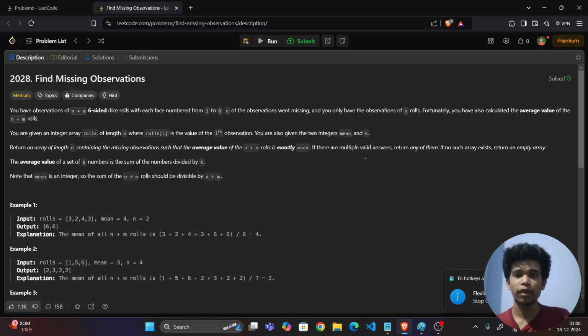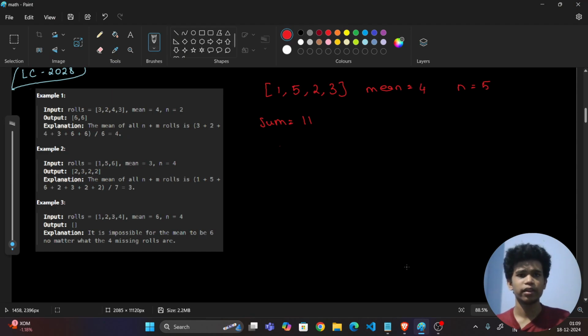If there are multiple valid answers, just return any one of them, or else if there is no such solution, then return an empty array. That's what they have given in the question. Let us see what they have stated here.